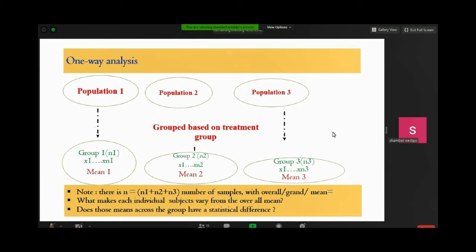What makes each individual subject vary from the overall mean? What makes each individual vary from one group to the other groups?